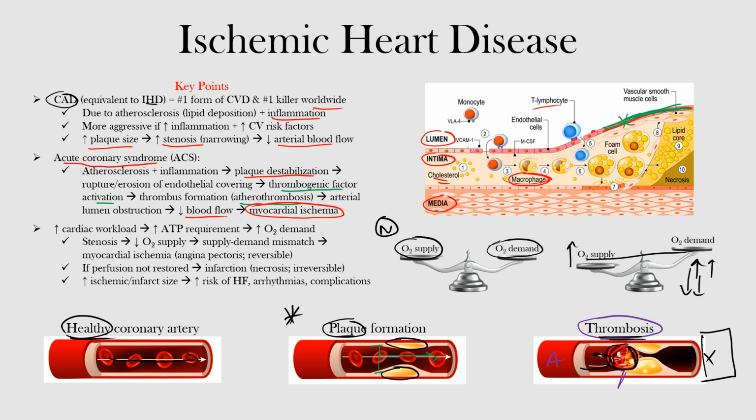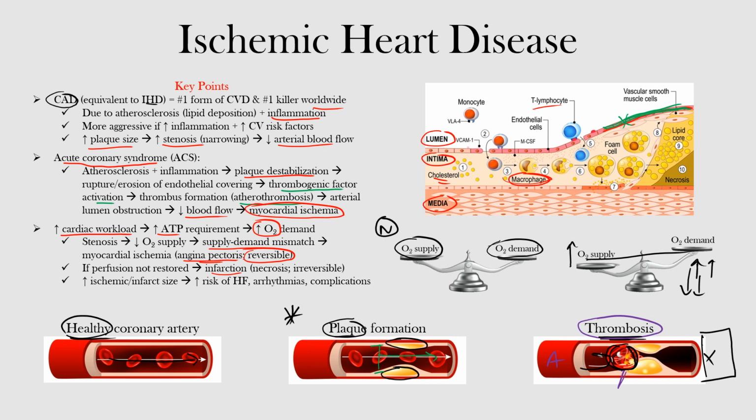Now remember, just like every other cell in the heart, as we increase the cardiac workload, we need more ATP, and because we need more ATP, we need more oxygen. With stenosis, we have a decrease of supply because we're not getting enough oxygen downstream. Because of that, we can get a supply-demand mismatch, and that's where myocardial ischemia comes about. That's angina pectoris, which is reversible if we decrease the demand, allowing the supply to come back up. However, if perfusion is not restored, we get infarction, or an MI, which is necrotic cardiac tissue damaged so badly that it's irreversible and can't come back to life.